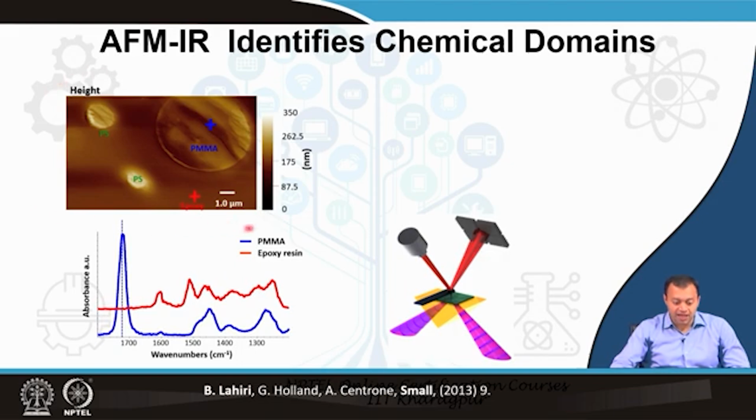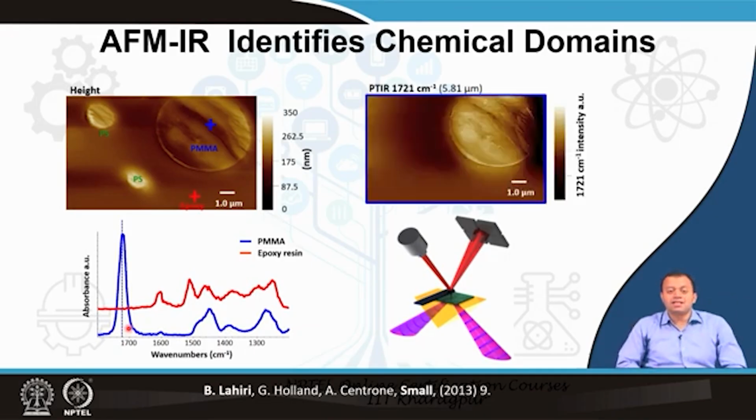You scan the entire area. This is the physical image that will show which one is spherical, which one is non-spherical, which one is the bigger sphere, which one is the smaller sphere, but you want to know which part absorbs 1725 centimeter inverse, which is a signature, a fingerprint of PMMA, and you get the simultaneous chemical image. Both images obtained simultaneously. The physical image shows the sphere, length, breadth, height, geometry. PTIR or AFM-IR gives you the exact scanned pinpoint location of a particular chemical species.